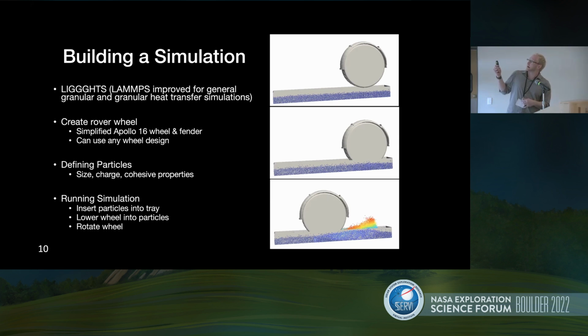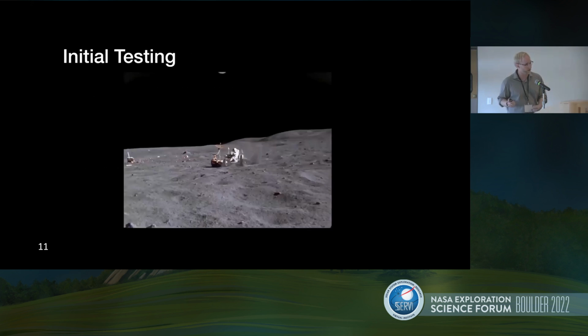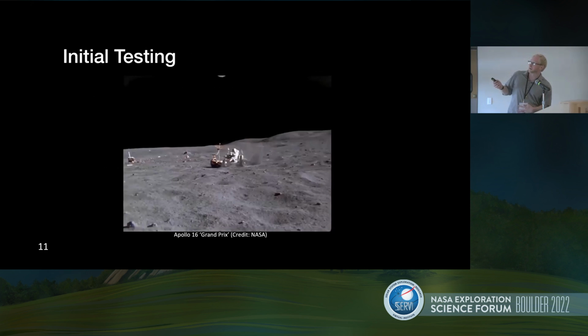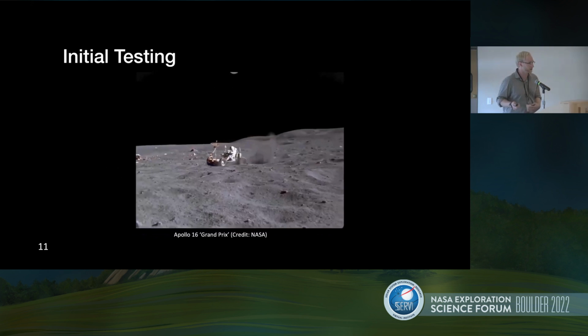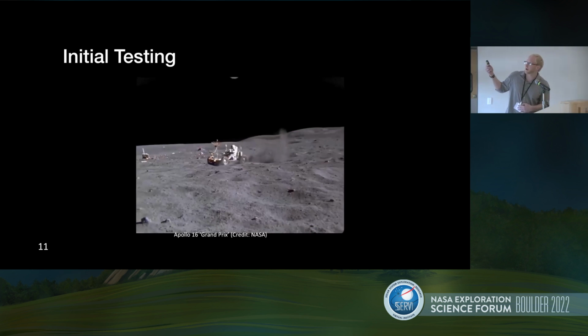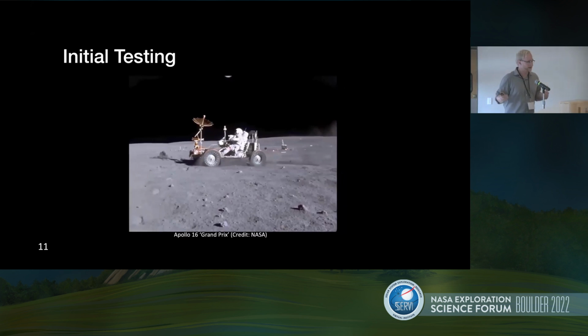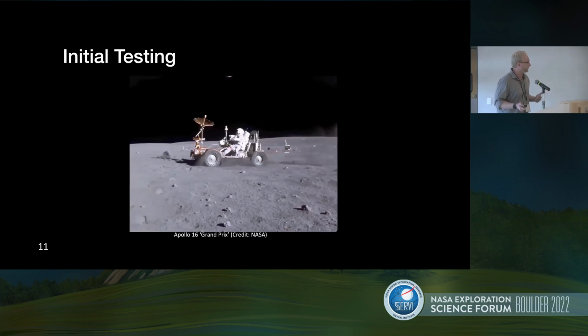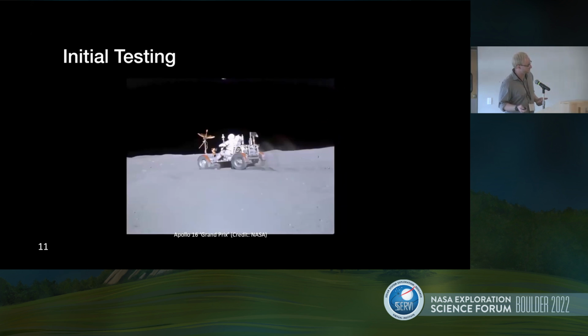As far as initial testing and gut checking our results, we're looking at the LRV Grand Prix that they did during Apollo 16, where again, the astronaut is flooring it. We all like flooring it on Earth. We probably shouldn't just floor it around on the moon. Look at all that dust. That, again, presents hazards to human health and equipment. We want to mitigate this risk as much as we can through things such as a lunar speed limit, perhaps, for rovers.